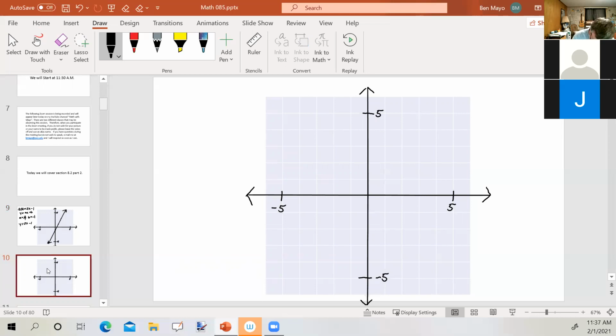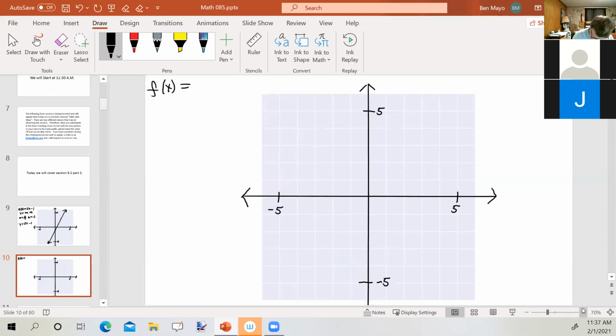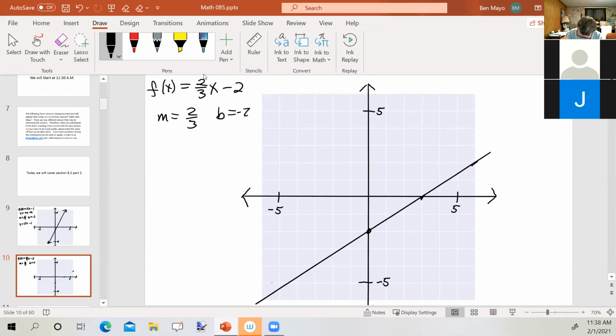All right. How about this? Let's see. F of x, let's make this a little bit bigger, equals 2/3 x minus 2. So the slope is 2/3. The y-intercept is negative 2. Starts at negative 2, goes up 2 and over 3, up 2 and over 3. And there is the graph of f of x equals 2/3 x minus 2. Any questions on that one?